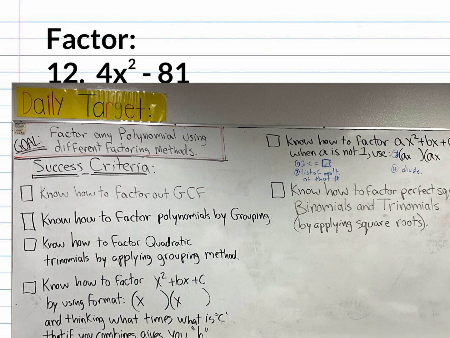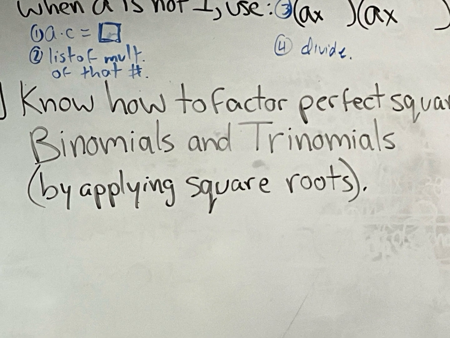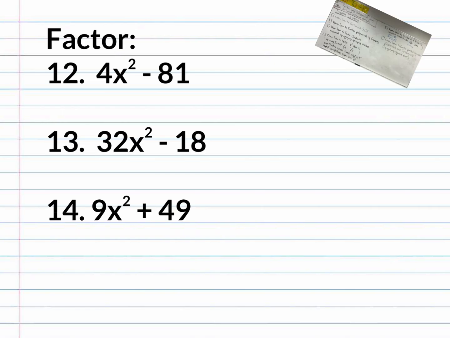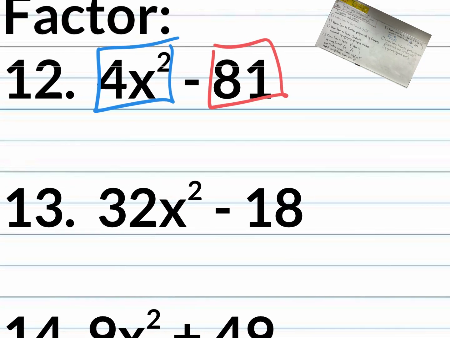We technically are right here on the last part, know how to factor perfect square binomials and trinomials by applying square roots. The question is, do we have a perfect square term in the front and a perfect square term in the back? Yes, we do. So because this is a perfect square and because that's a perfect square, I could attempt to just plug it into my factored form answer format by taking the square root of 4x squared.